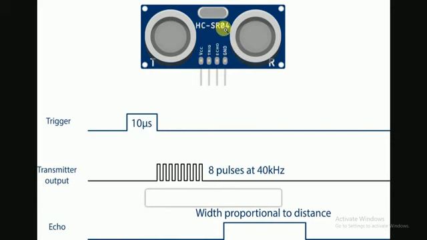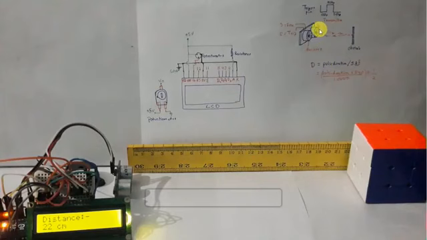The HC-SR04 is the module which we'll be using. It has got 4 pins: VCC, ground, trigger and echo. When we have a 10 microseconds pulse on the trigger pin, the transmitter will transmit 8 pulses at 40 kHz. Then they will be received by the receiver after reflecting back from any object which comes in front of this sensor module. Then the echo pin will generate a pulse with a width proportional to the distance between the object and the sensor. So this is what I was talking about.